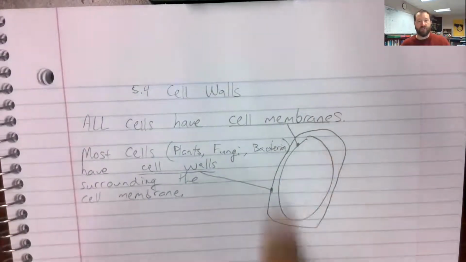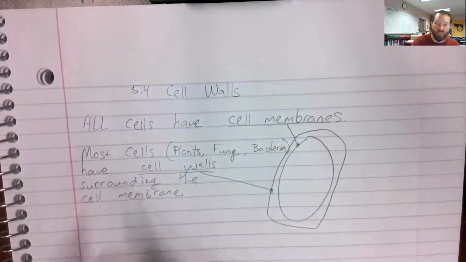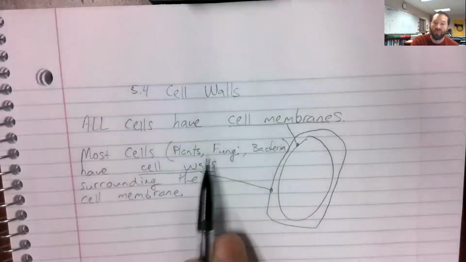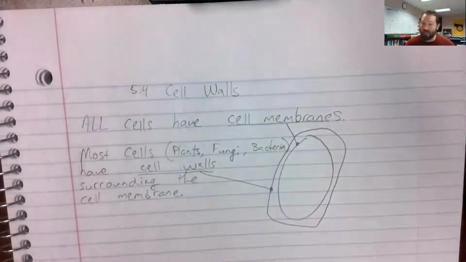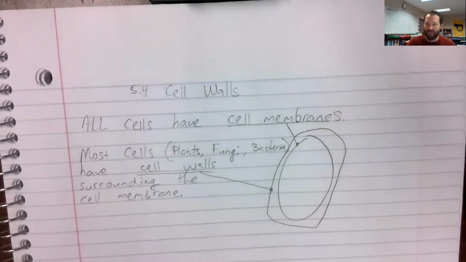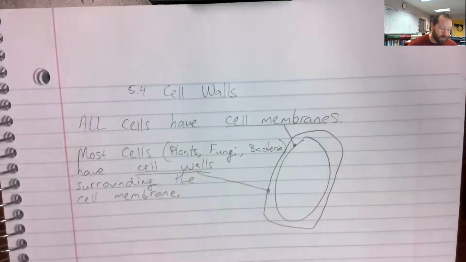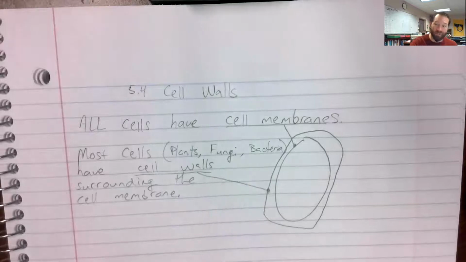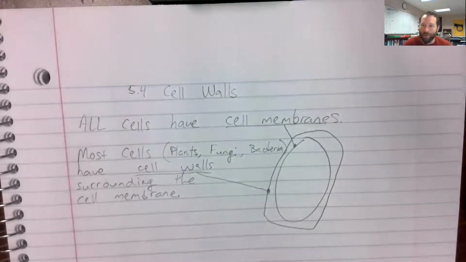So all cells have a cell membrane. Most cells have cell walls. When I say most, we're talking not just about plants, but also about fungi and most bacteria. In addition, most protists as well. So the eukaryotic cells, like humans, like animal cells, plant cells, fungi, and protists, those are the four eukaryotic kingdoms. Plants, fungi, and most protists actually have cell walls as well. Bacteria have cell walls.